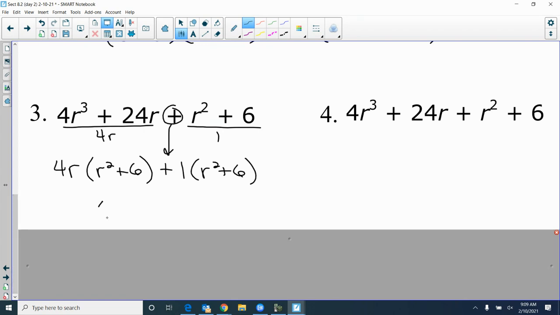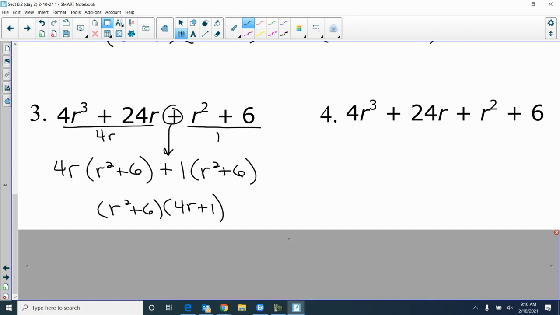And so I get R squared plus 6 times 4R plus 1. All right, now, if you take a look, my number 4 is exactly the same problem. I want to just show you something. You can just pay attention to this. What'd you notice about the order of these terms? Are they in the typical order? No, they're out of order.